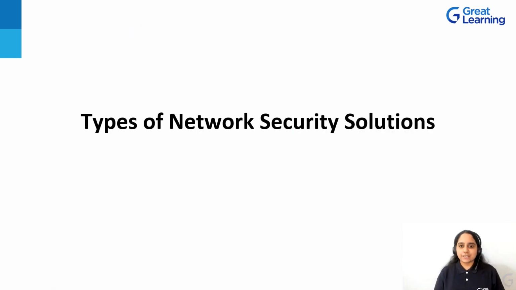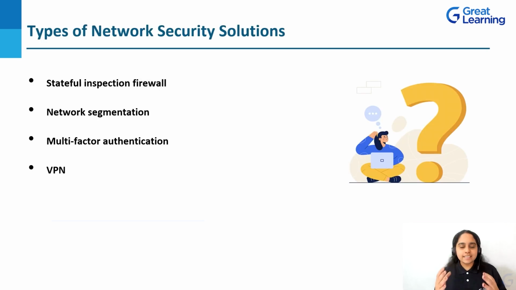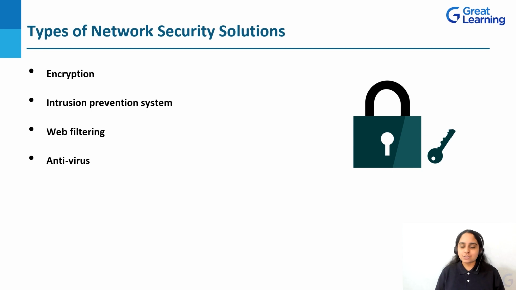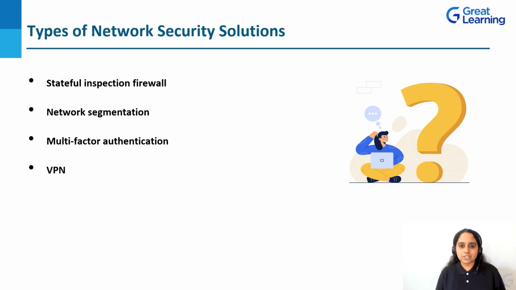Types of network security solutions. We'll be discussing 8 different types of network security solutions in this course, and they are stateful inspection firewall, network segmentation, multi-factor authentication, VPN, encryption, intrusion prevention system, web filtering, and antivirus. The first one is stateful inspection firewall.